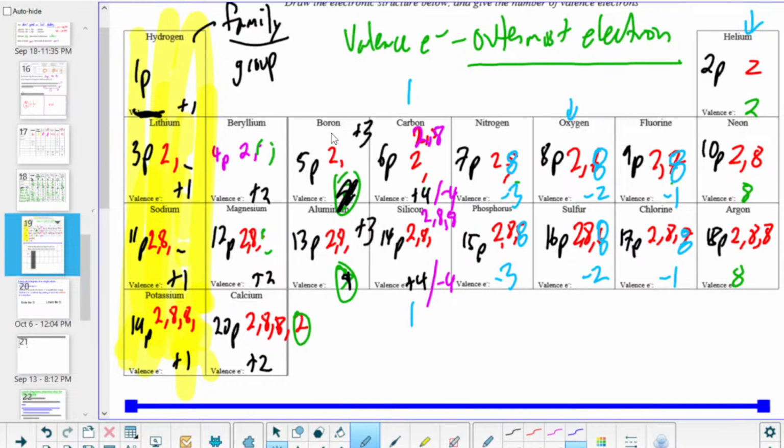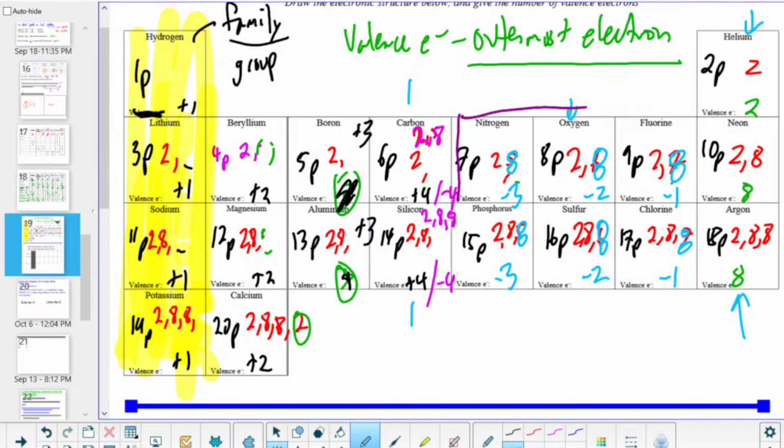So if it has a full valence shell, will it never have a charge? The noble gases have a full shell without a charge, but every single one of these has a charge to get to that configuration. You can also look at it as that all of them are trying to become like a noble gas.